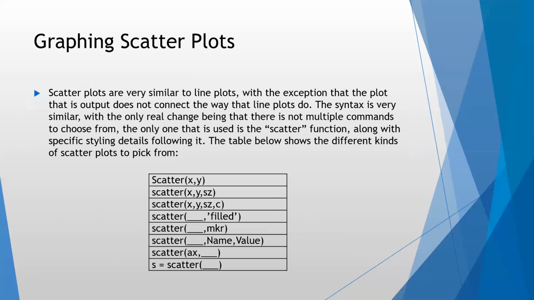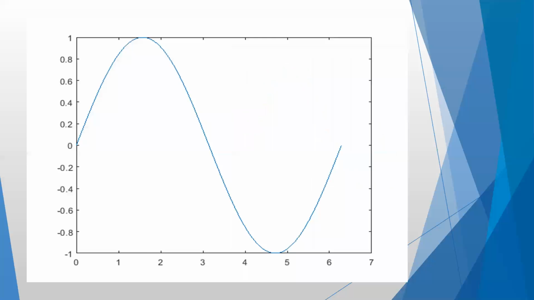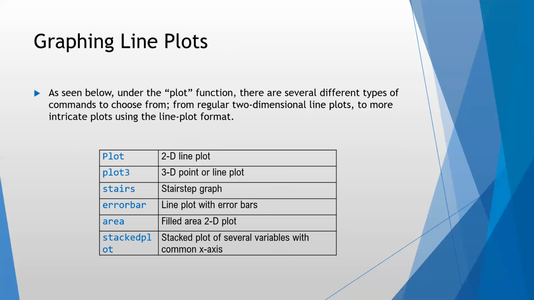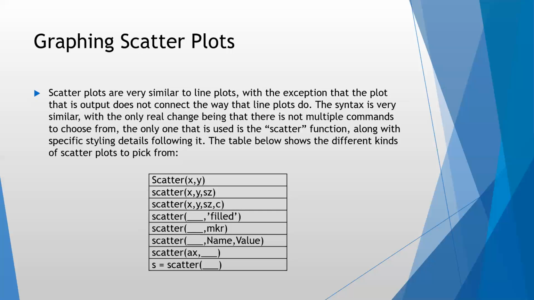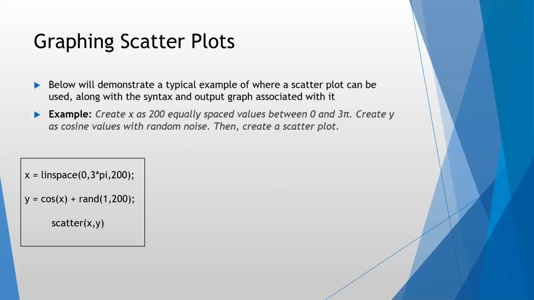Graphing scatter plots. Scatter plots are very similar to line plots, but the only real exception is that scatter plots do not connect the way that line plots do. Also keeping in mind that, as you saw earlier, from the particular table of commands, you have a bunch of different commands for plot itself. For scatter, it's just the actual scatter function. So it will actually just scatter what you tell it to.